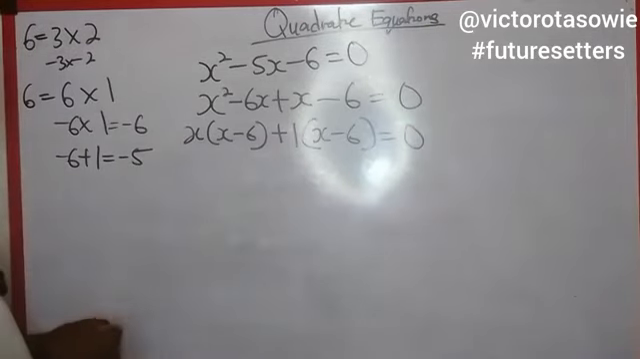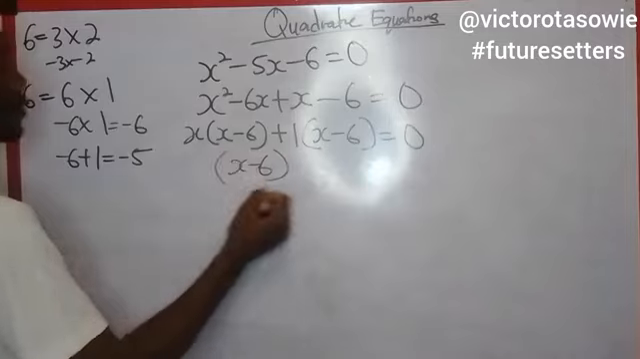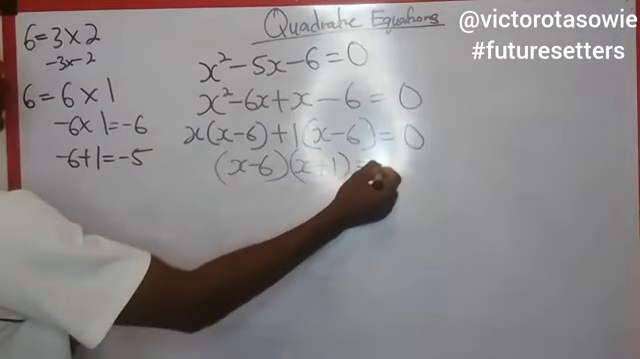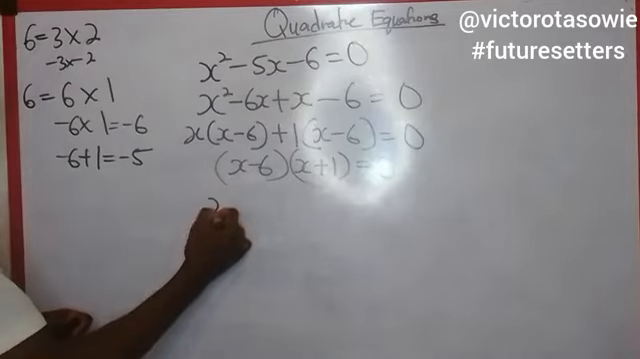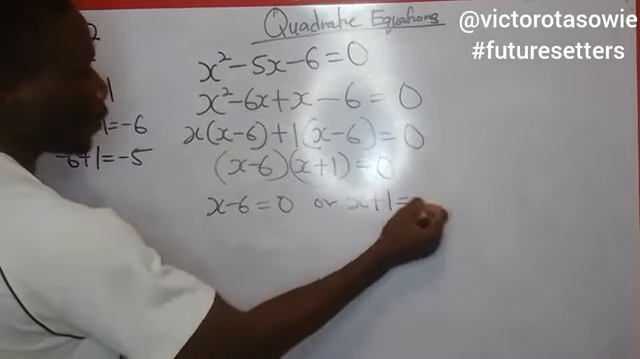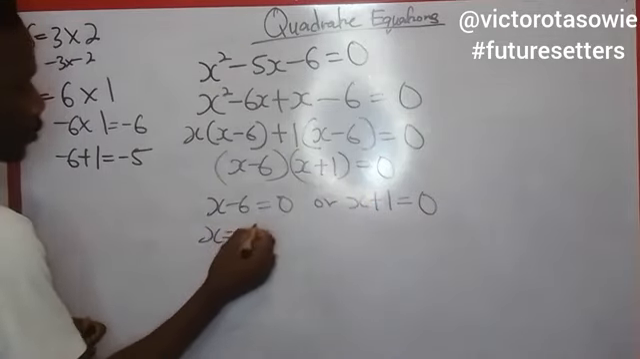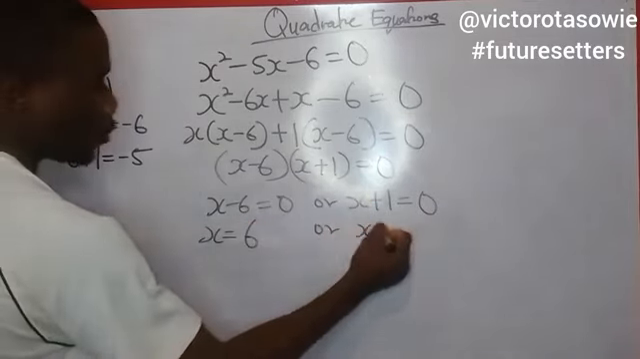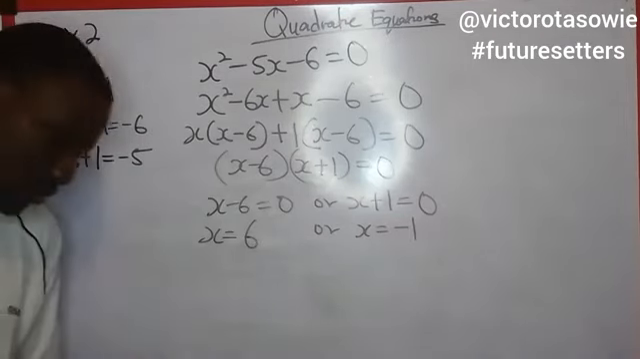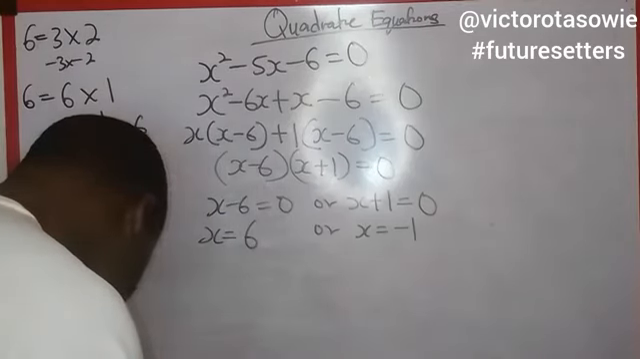So what did I say? The next part is choose or pick one of the brackets, x minus 6. The next part, pick what's outside the bracket, x plus 1 equal to 0. The next part, equate the bracket, x minus 6 equal to 0 or x plus 1 equal to 0. The next part, take minus 6 to the other side, x equal to 6 or x equal to minus 1.